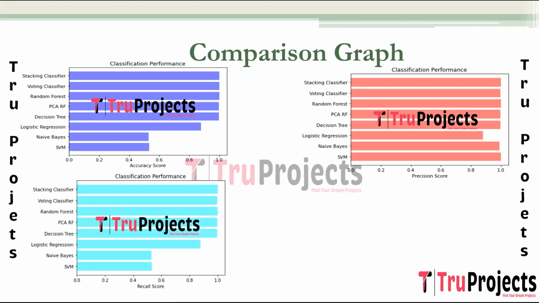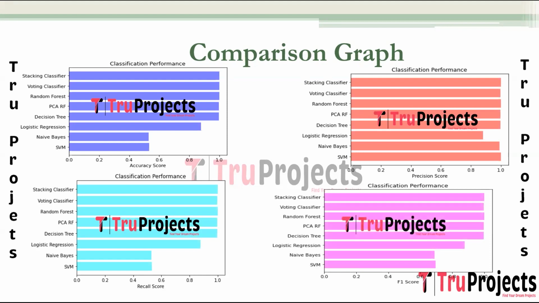This is the recall comparison graph. Recall is also known as sensitivity or true positive rate. It measures the ability of a model to capture all relevant instances. It calculates the ratio of correctly predicted positive observations to the total actual positives.